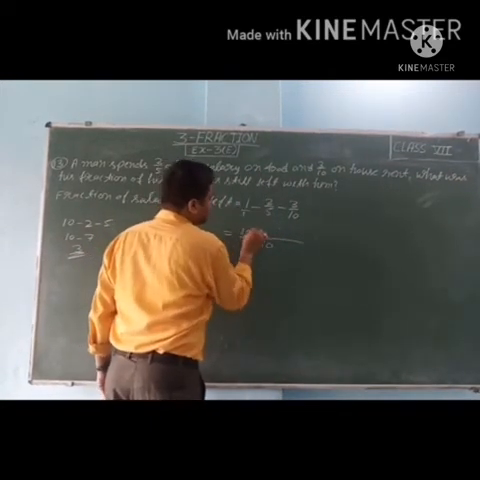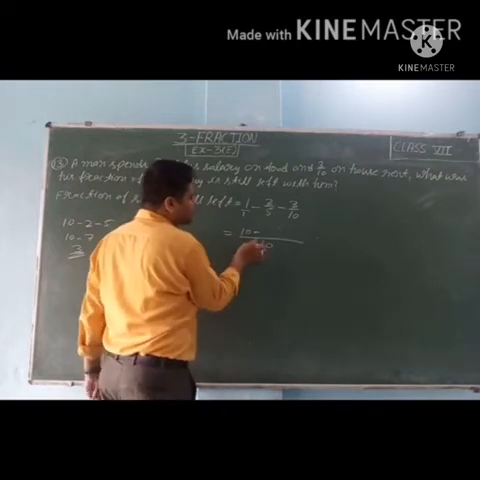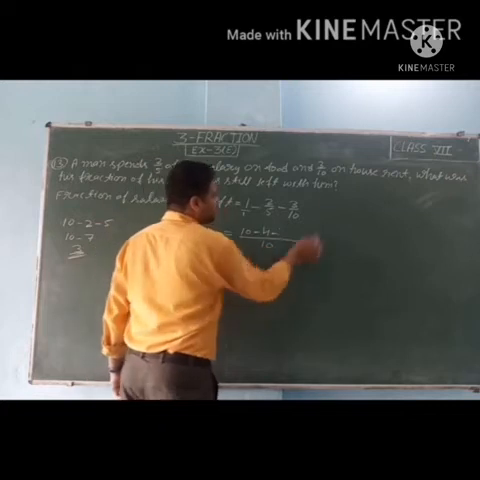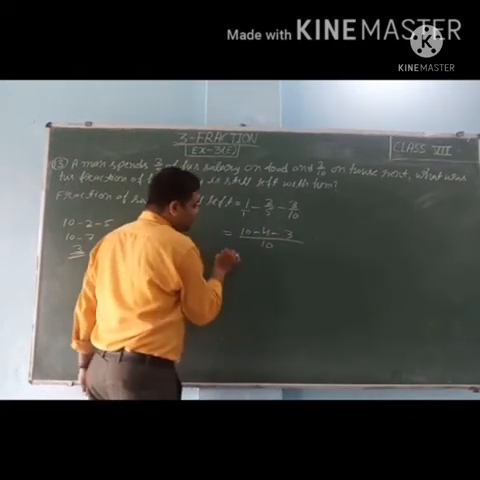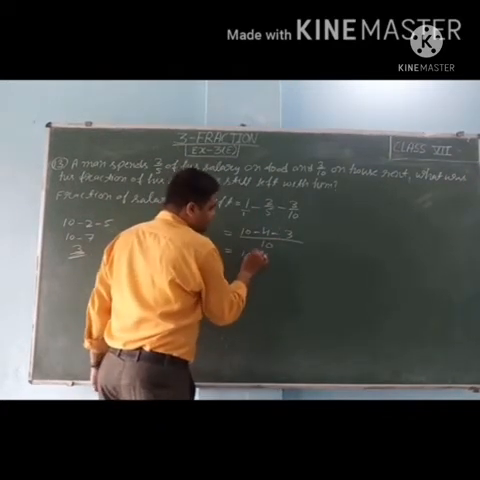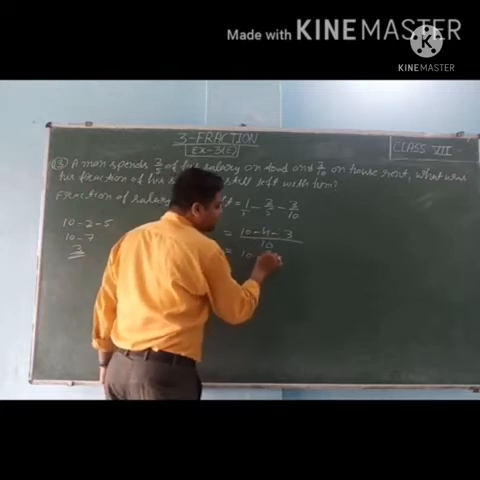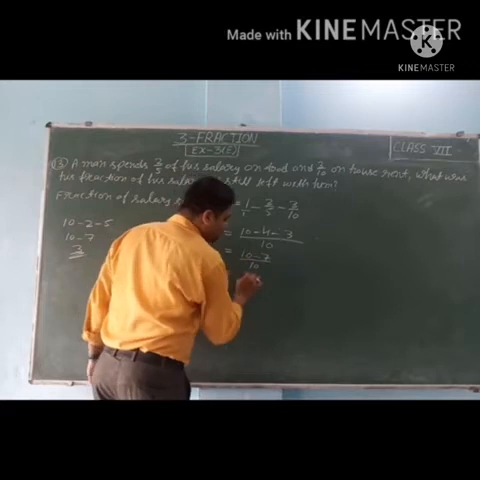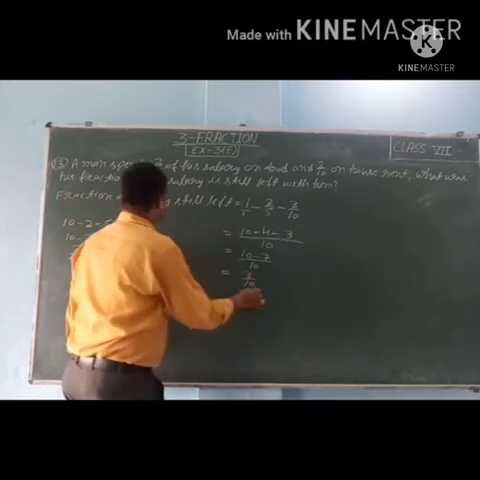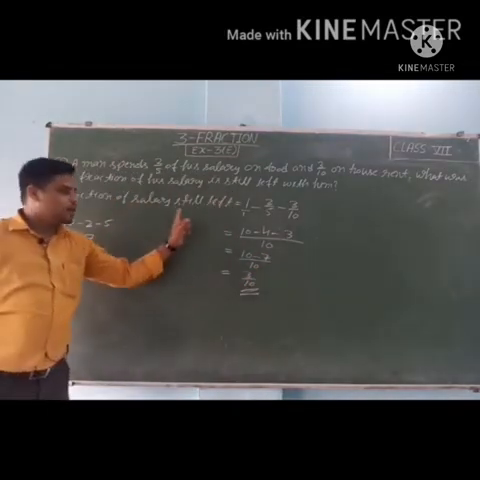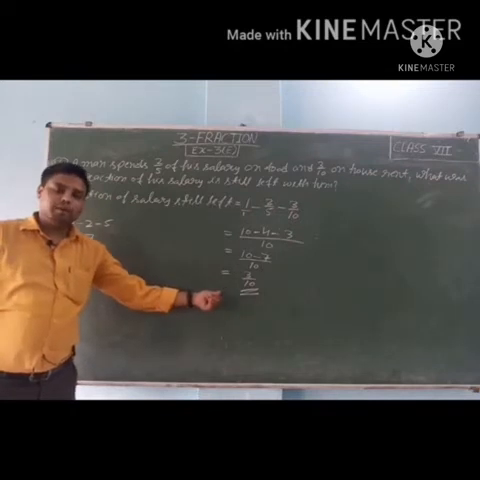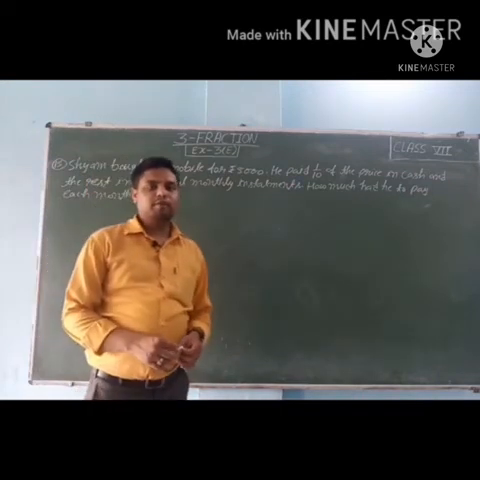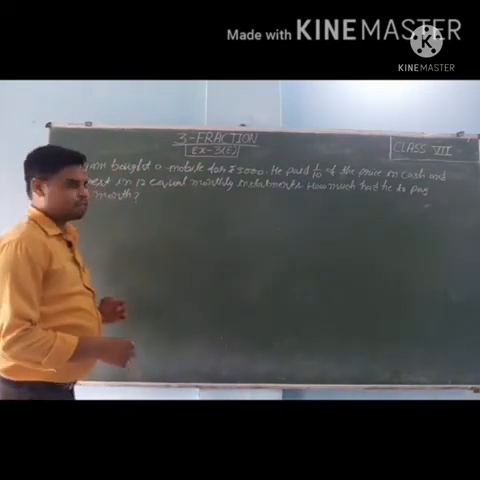10 1s are 10, minus 5 2s are 10, 2 2s are 4, minus 10 1s are 10, 1 3s are 3, is equal to 10 minus 4 minus 3, which is 10 minus 7, 3 upon 10. So fraction of salary still left is equal to 3 upon 10. It is the answer. So now students, see 15th sum, and it is very interesting sum.